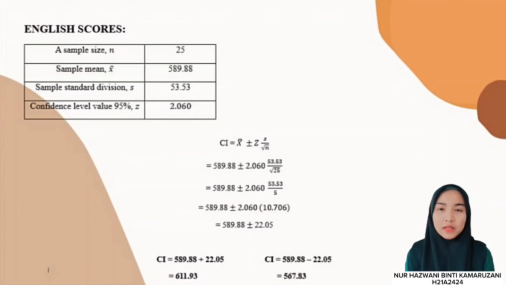Therefore, the confidence interval for the English score at a 95% confidence level is approximately between the range of 611.93 and 567.83. This means we can be 95% confident that the true population mean of the English score falls within this range.